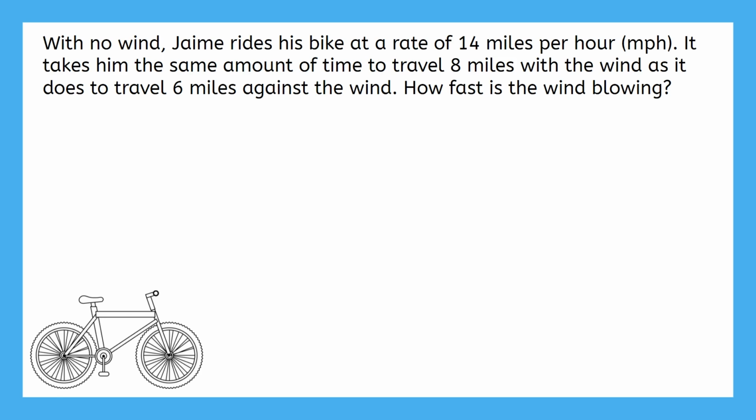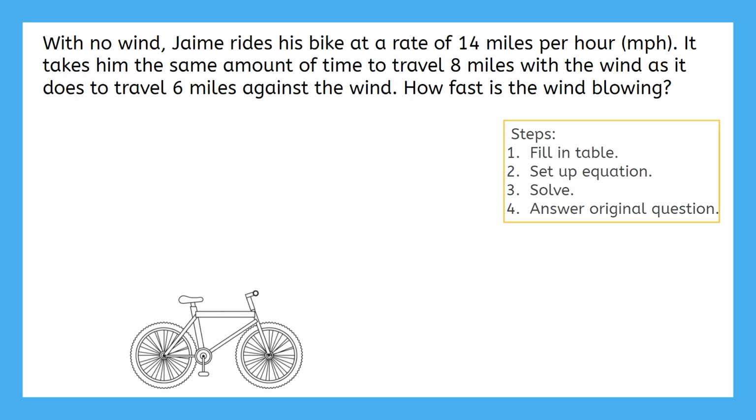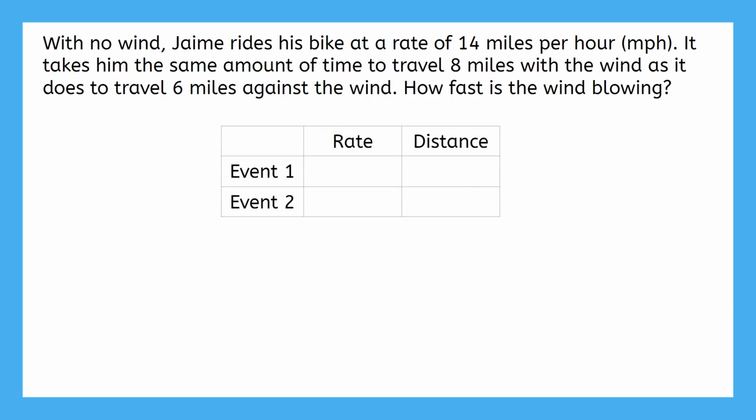You may feel completely lost on how to even begin this type of problem, but that's what we have our steps for. The first step is to fill in the table. We can think of our 2 events as riding with the wind and against the wind. When riding with the wind, he's riding at a rate of 14 miles per hour plus the wind helping him. That's represented by 14 plus x, with x defined as the speed of the wind. When he's riding against the wind, he's riding at a rate of 14 miles per hour minus the wind, since it's a force working against him and slowing him down.